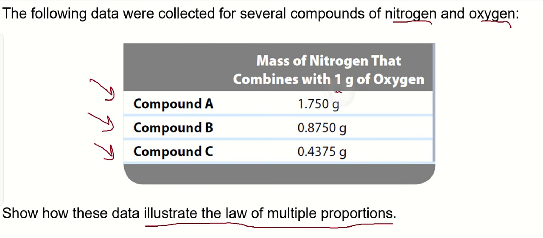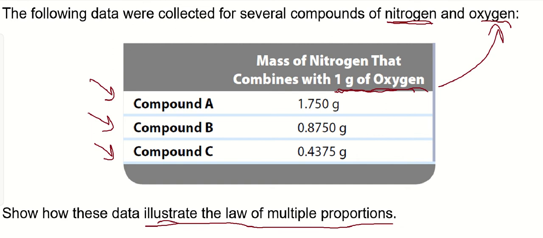if you have one, so another way to describe this law of multiple proportions is if you have 1 gram of one of the elements, then in all the forms of the compounds, the other element will always be multiples of a whole number. Let's illustrate that, or let's show how this data illustrates that.